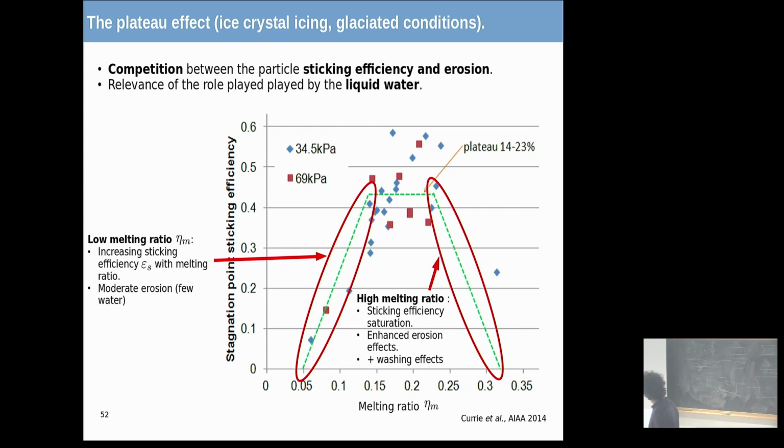In the first stage here, we have low melting ratio, low water inside the particles, so we have an increasing sticking efficiency with melting ratio here, and we have moderate erosion. Because we have little water, the ice is strong enough not to be eroded. On the right part of the plateau, we have high melting ratio with a sticking efficiency saturation, and of course, we have an enhanced erosion effect, which is very strong, and a washing effect. Because of liquid water, the ice shape is washed by the airflow and by the impinging airflow.